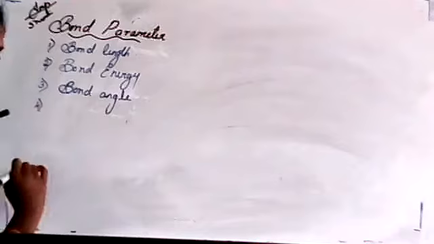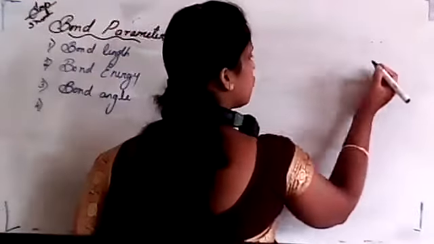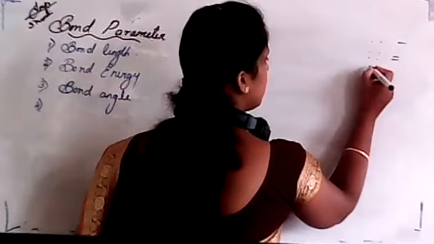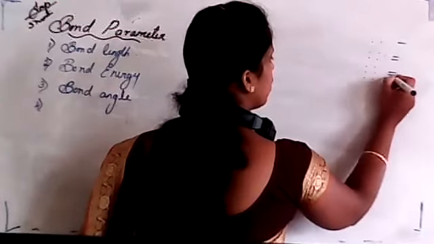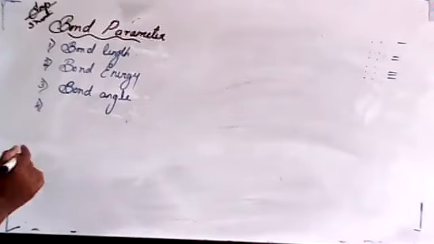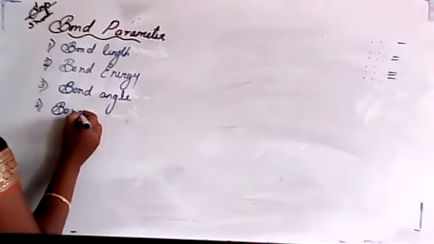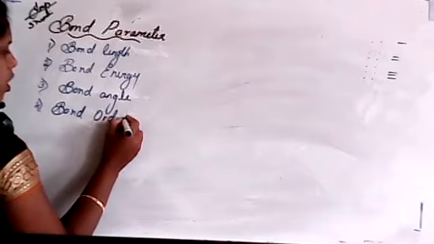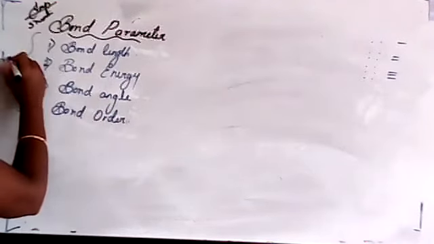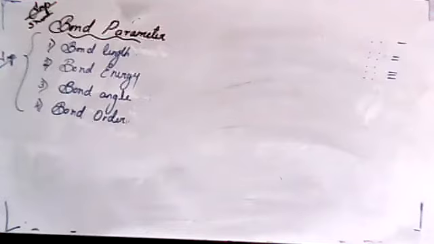And the last one, fourth one, very important. Any idea? If it shares 2 electrons, it is single. If it shares 4 electrons, it is double. If it shares 6 electrons, it is triple. What are those characters, or what are they known as? Number of electrons, yeah, but it is known as bond order. Bond order. Clear? So these 4 are very important bond parameters.